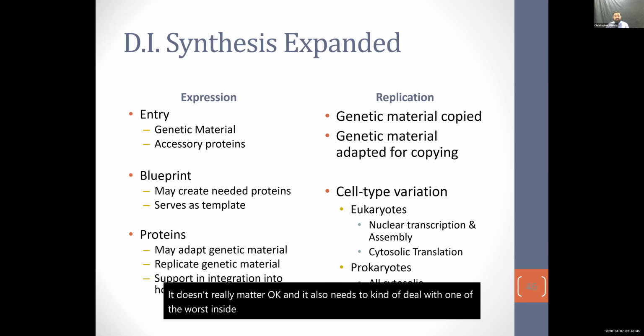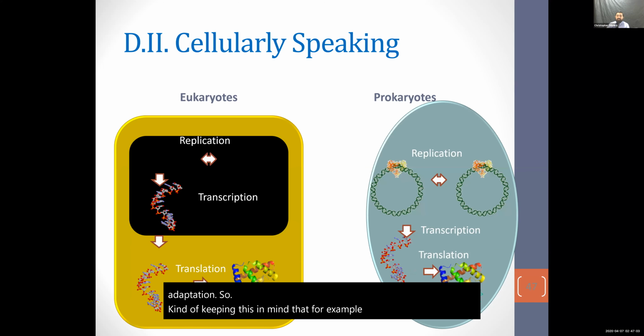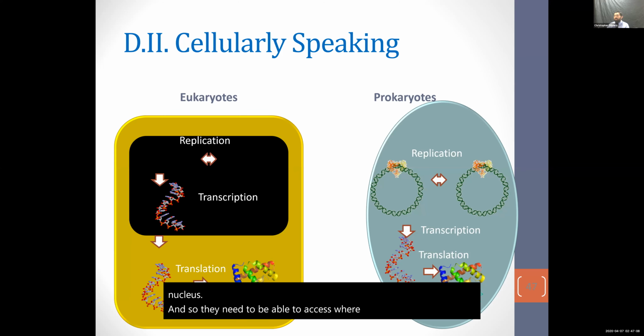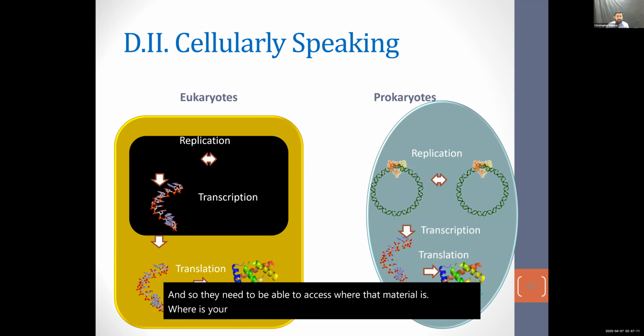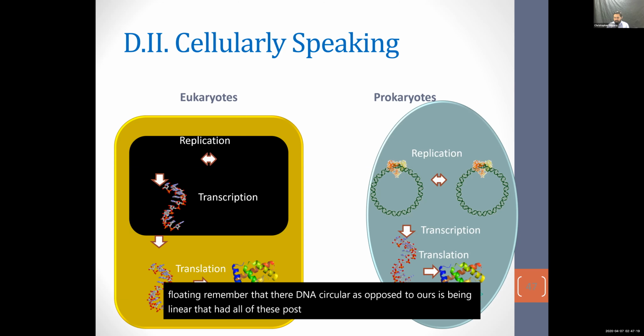So remember, eukaryotic cells have tons of organelles. Most bacterial ones are missing most of those, right? So depending on what's inside, it will deal with that type of adaptation of the host. Keeping this in mind, for example, eukaryotic cells have a nucleus, and so they need to be able to access where that material is. Whereas your prokaryotes, their DNA is usually free floating. Remember that their DNA is circular as opposed to ours being linear. All of these pose challenges for how the virus can take over and hijack and get out.